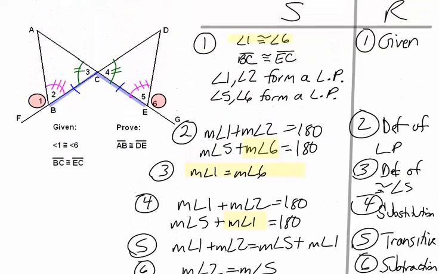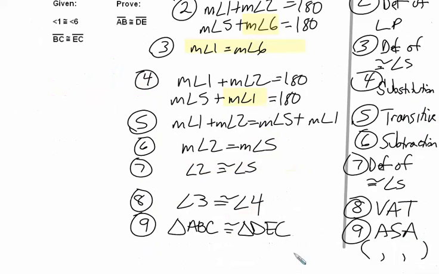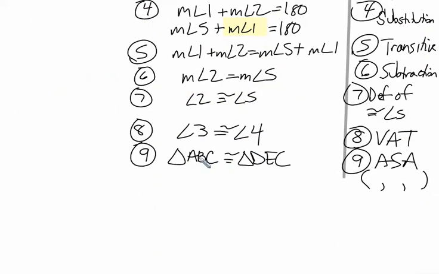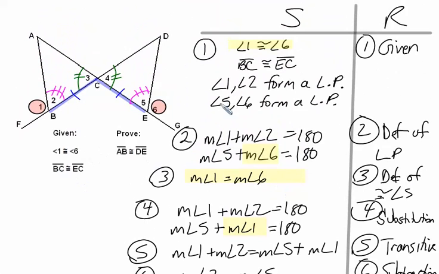Step number 9, we can say that triangle ABC is congruent to triangle DEC. The reason? Two angles with the side included in between. So we say that we've got the triangles congruent because of angle side angle. One of the angles was in step 8, another angle was in step 7, and I believe the side was given to us. Yep, it was up there in the given.